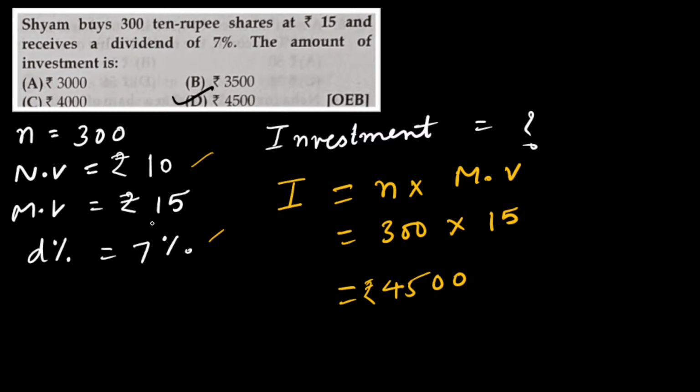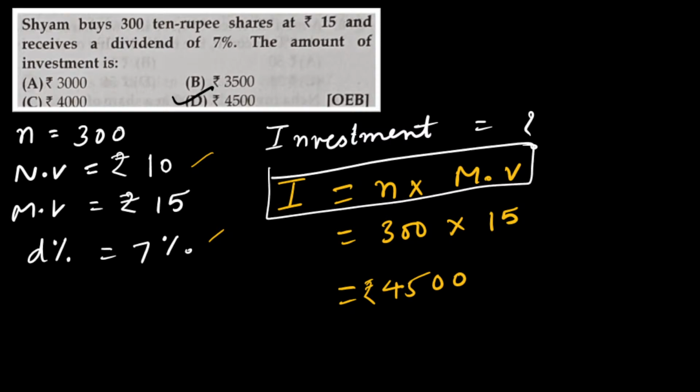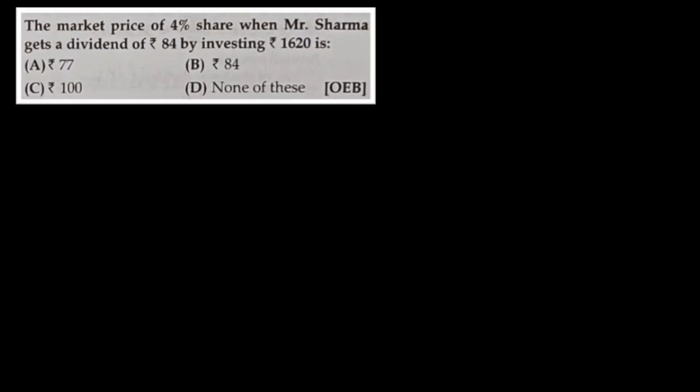Extra things sometimes will be given to us just to confuse us. You don't have to get confused. The formulas I have told you, only with the help of three formulas, this entire chapter can be done. Let's do the next question now. In the next question, let's see what is given to us. And I want you to post in the comments. Here in the chat box, you can share your answers and what is given to us in this question.